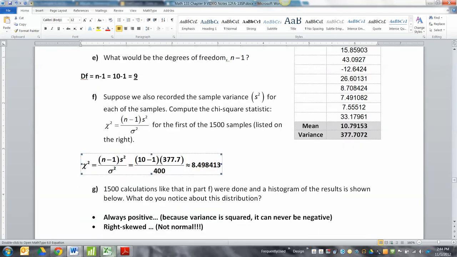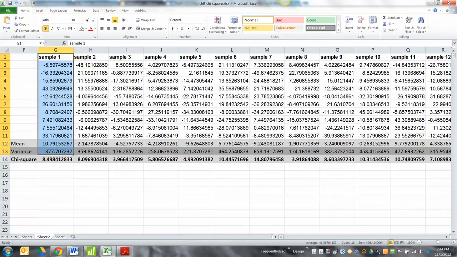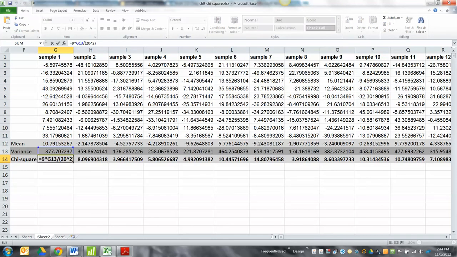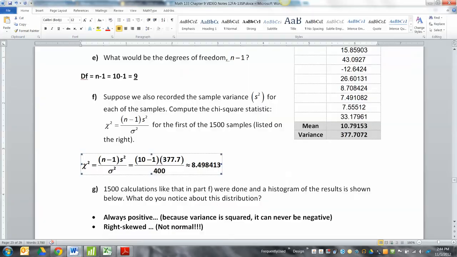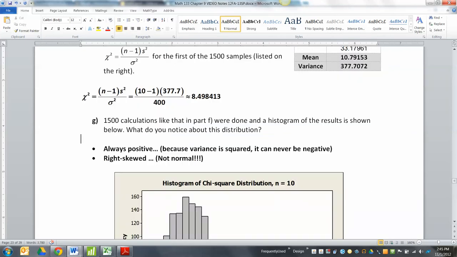And we did it over and over again. It's right here. See it? I took 9, which is n minus 1, times that 377, and I divided it by 20 squared, and I just did it over and over. I dragged it across, right? You guys know Excel better, so you know this wasn't actually that hard to do. It was just a little tedious. But again, you do not have to do it for your technology assignment. I might eventually make a project out of something like this, but you guys don't have to worry about that yet.